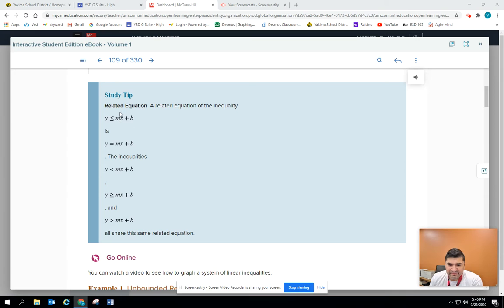Okay, this formula right here should look very familiar to you. You have been working with this for at least 3 years. We're in Algebra 2, so at least by Algebra 1 and Geometry and now Algebra 2. Basically all these are y equals mx plus b, but they have different symbols. We have the less than or equal to, we have the equal sign, we have the less than, greater than or equal to, and greater than.